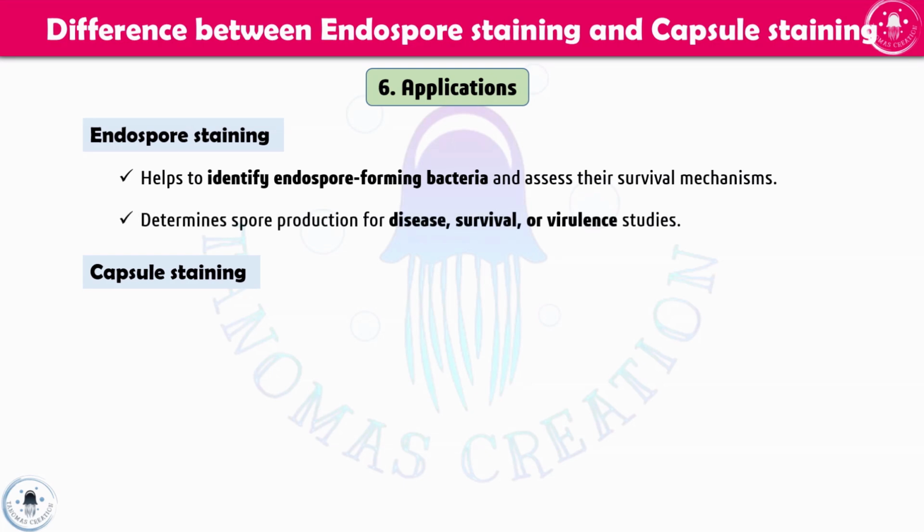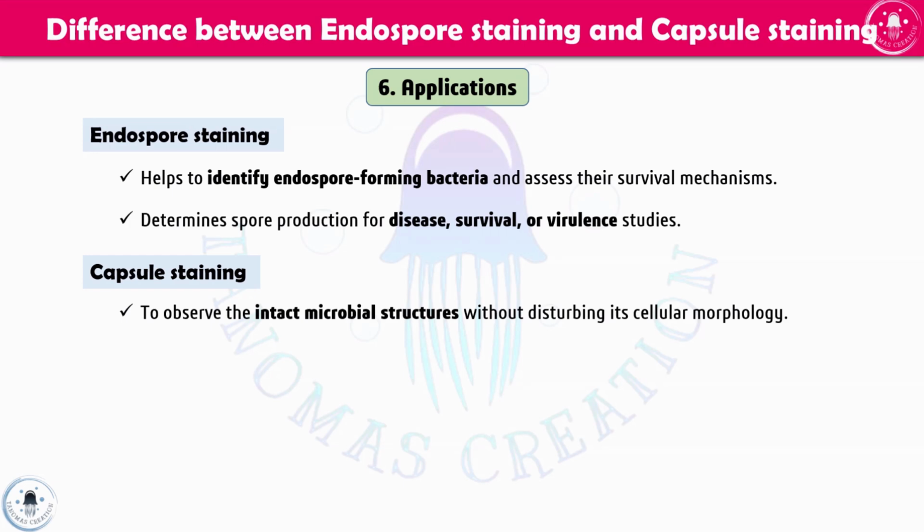Second, this staining method also determines spore production for disease, survival and virulence studies. So this will allow us to determine the spore-forming bacteria, which may again be analyzed for disease production, for survival strategies and also for virulence studies.